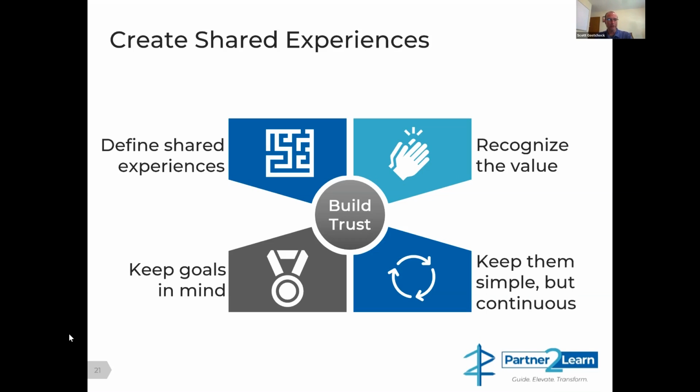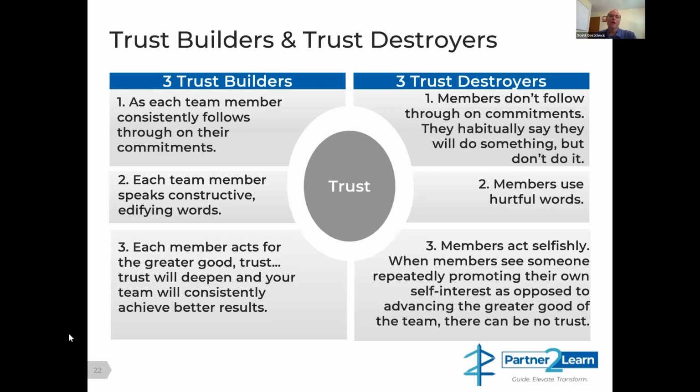That we're just going to get together and we're going to let down some of the barriers. We're just going to get together and get to know each other better. That helps to create trust. So, simply put, if you want 3 trust builders, that's the left side of the screen, at least as I'm facing it here. Left side, 3 trust builders would be: every member consistently follows through on their commitments. The second one, every member speaks constructive, edifying words. And the third thing for a trust builder is every member acts in the greater good for the whole team. And trust will deepen and it'll grow.